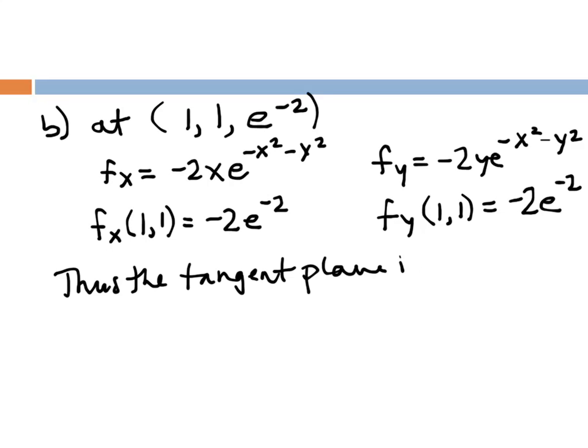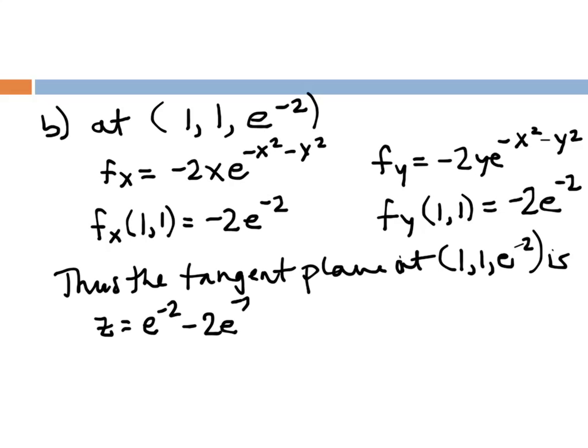The tangent plane at 1, 1, e to the -2 is, all right, so we start out by writing z equals, and what do we write first? The output, the third value in the ordered triple, so that's e to the -2. Plus, or in this case, we're actually going to end up with minus. We have the slope, or the first partial with respect to x, so that's -2e to the -2. And then what do I do? Right, I need to do times x minus 1. And then I need the partial with respect to y, so that's -2e to the -2, and then that will be multiplied by y minus 1.